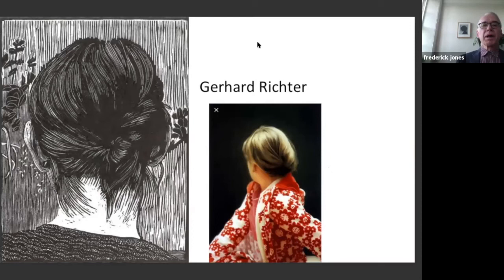My engraving on the left, rear of head, absolutely square, facing away from the viewer. The head that faces away from the viewer like that is almost a kind of image of the viewer. The viewer becomes the head that you can see, and we're both looking into the future. And again, this is occupying visual space. The head and hair occupy the whole of the picture plane.